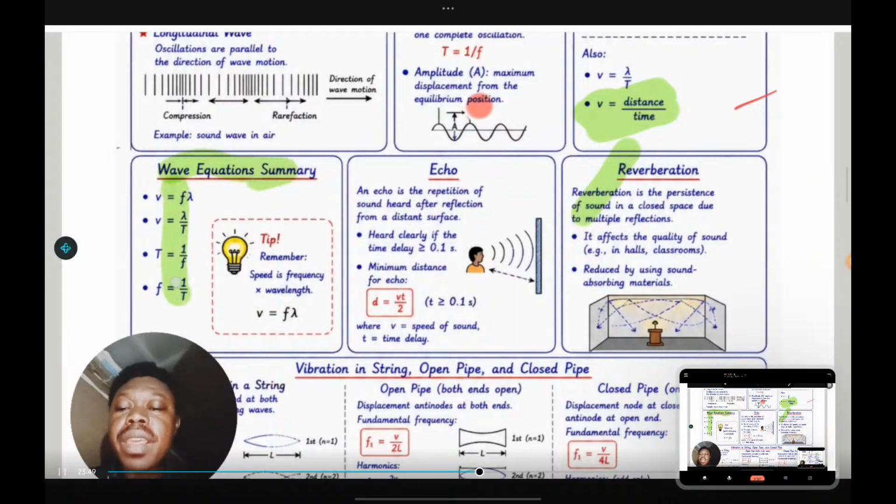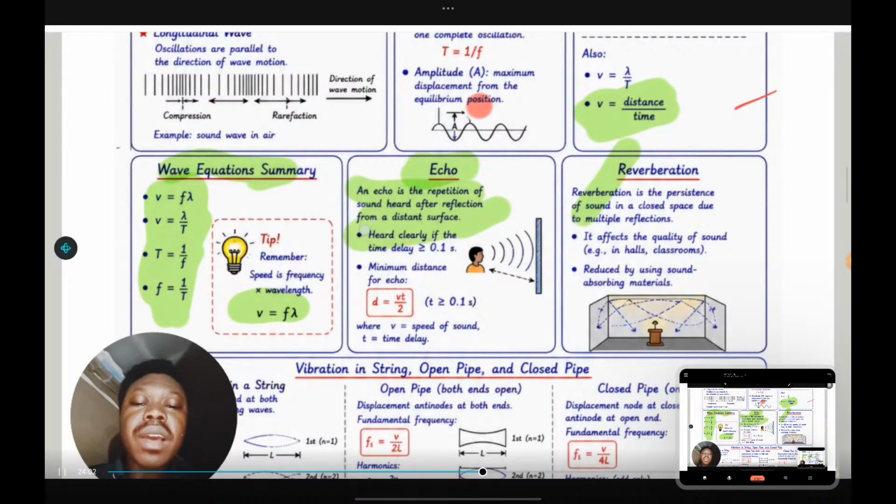Then we have the summary here. Look at these formulas. Please know these particular formulas. Very important if you want to easily pass. Then we have echo under sound wave. An echo is the repetition of sound heard after reflection from a distance. Under light wave, we have reflection, and under sound wave, we have reflection too. For light wave, the angle of incidence equals the angle of reflection. For sound wave, we will now have echo.